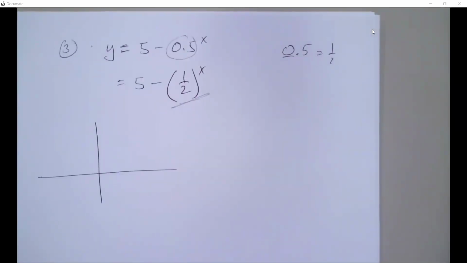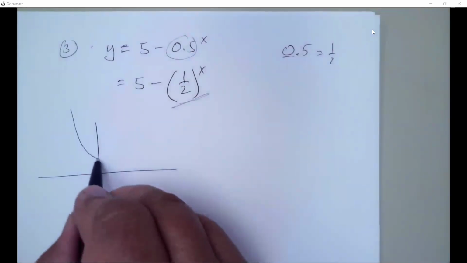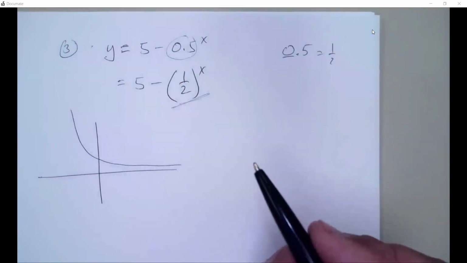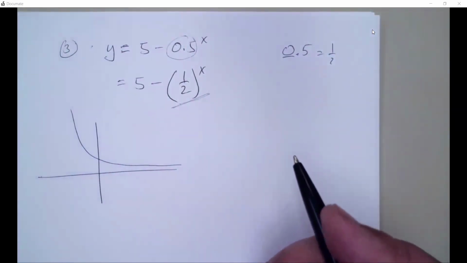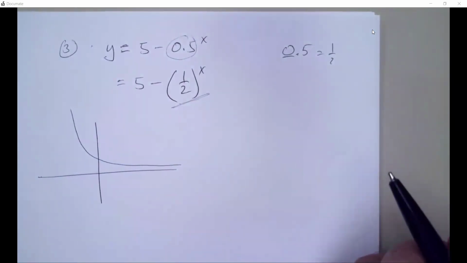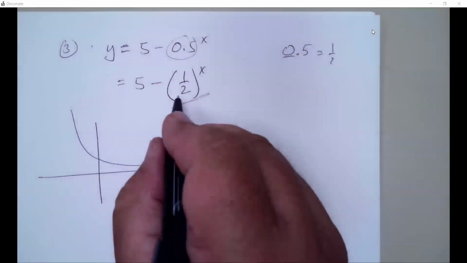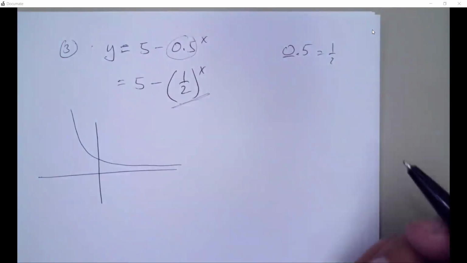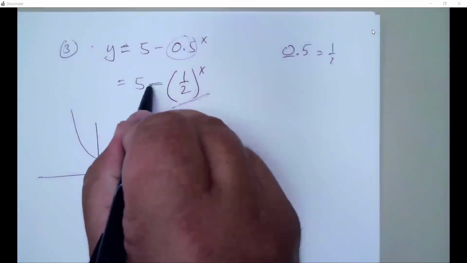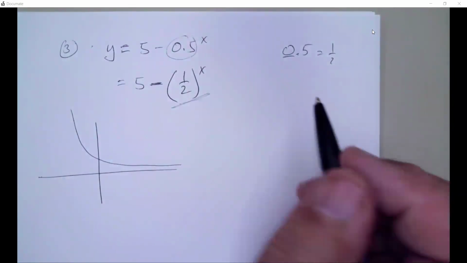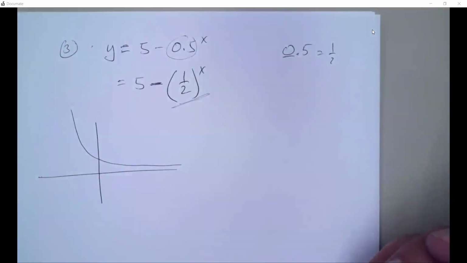Is it increasing or decreasing? It's decreasing. We just talked about it 5 seconds ago. It should be in your notes right in front of you. When a is between 0 and 1, it's decreasing. Now I switched the sign in front of it. What does that do?